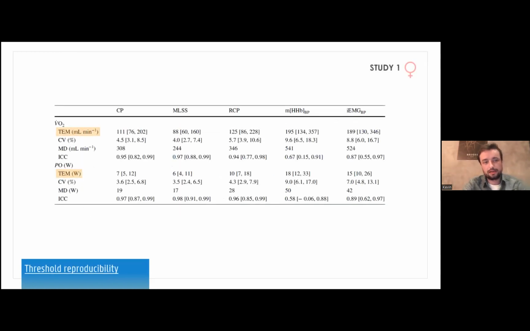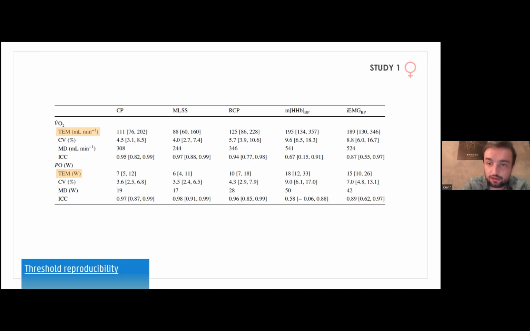So what I wanted to look at in this table is just TEM. It's the typical error of measurement, so it's the typical variation expressed in VO2 and power output for each threshold. And as you can see, for critical power, maximum lactate steady state, and RCP, that typical variation is quite close to the variation of our device. So it's around 100 milliliters per minute oxygen uptake, and in terms of watts, it's between 6 and 10 watts. So that's the typical variation you expect when you determine thresholds without manipulating any variable on different days.